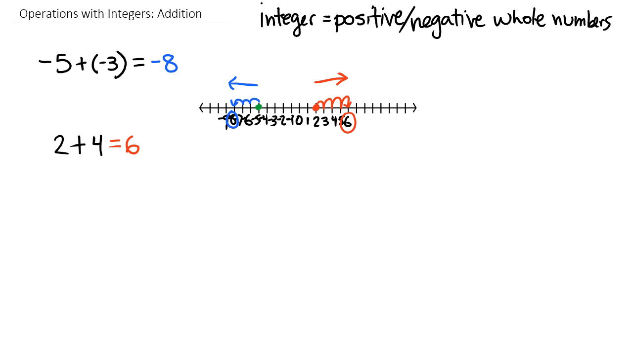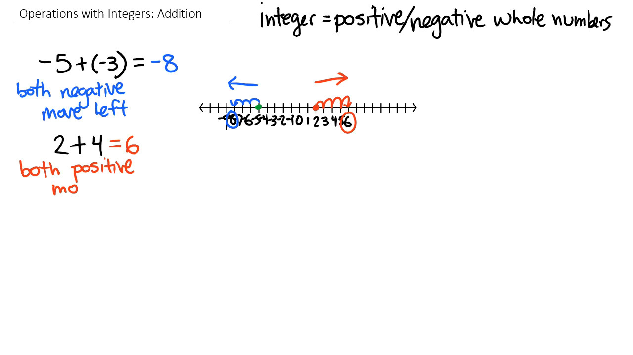So let me restate that. If they're both negative and you're adding, then you're going to move left on the number line. If they are both positive, then you're going to move right on the number line, or more positive, and moving left would be moving more negative. The second strategy that we can use is to use absolute values.